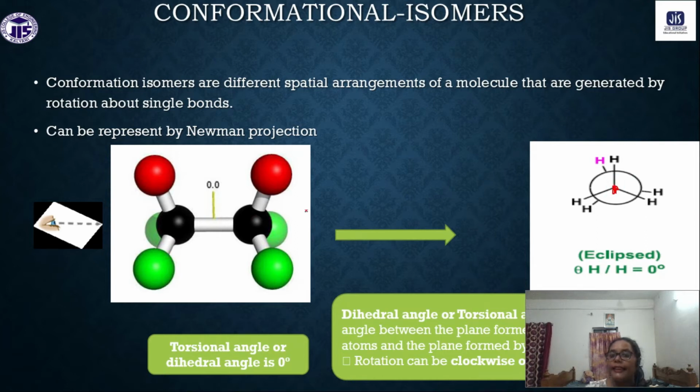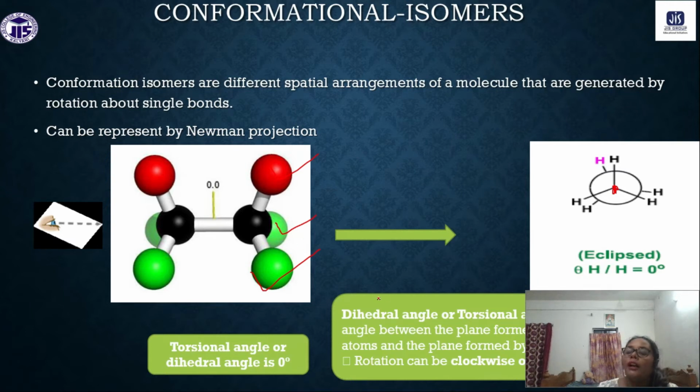Now you can see the C2 carbon. For the C2 carbon, there are three atoms, and these three atoms are moving. Either it is staggered configuration, eclipse configuration, or it can be gauche configuration. So these are some of the conformational isomers that we have.